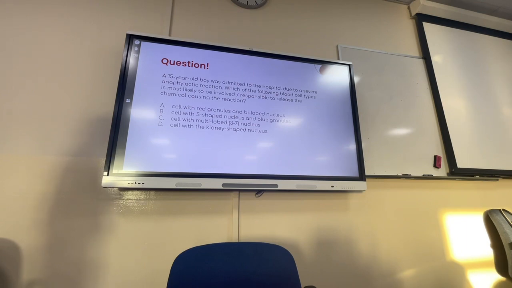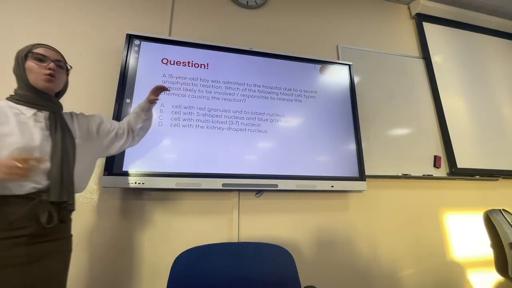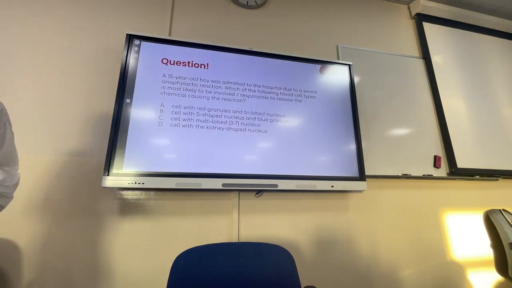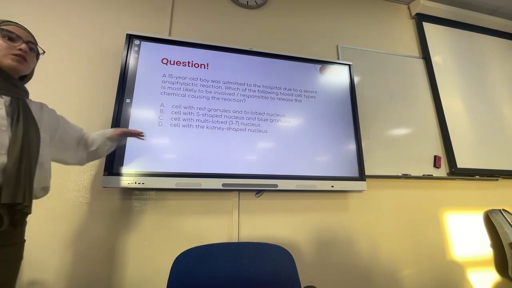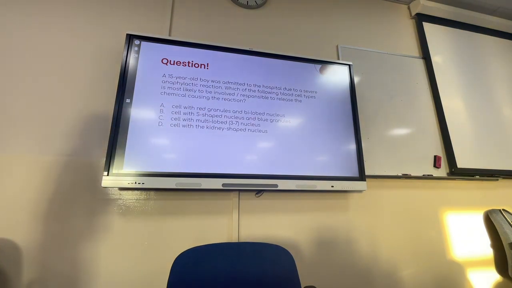Which of the following blood cell types is most likely to be involved or responsible to release the chemical causing the reaction? So if it's an anaphylactic reaction, which leukocyte am I referring to? Basophil. So which of these characteristics are more linked to basophils?